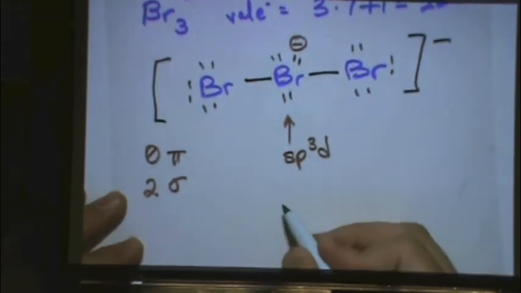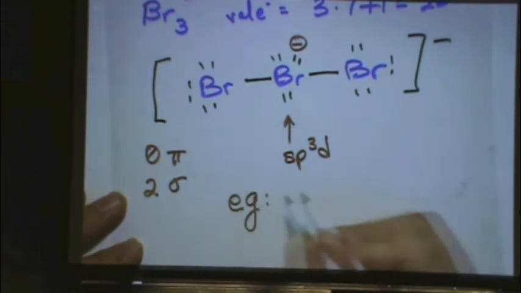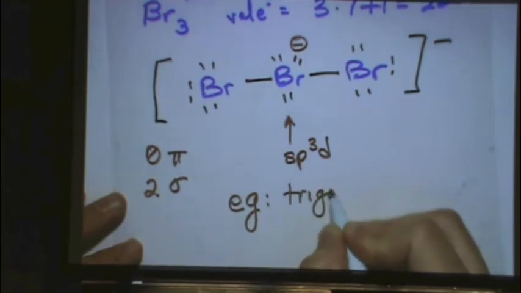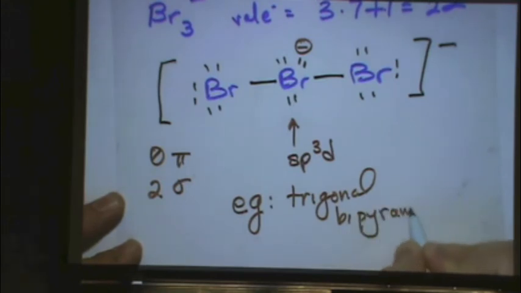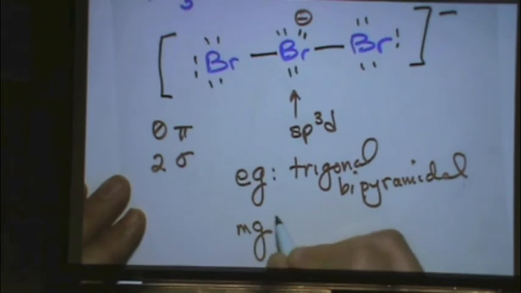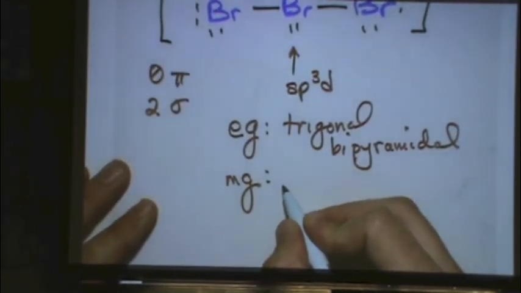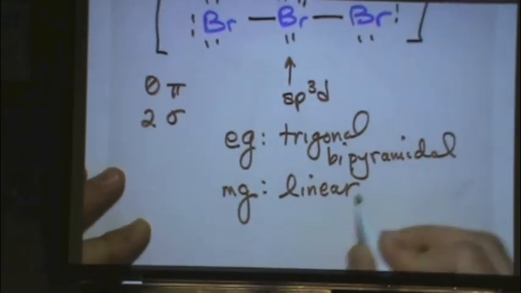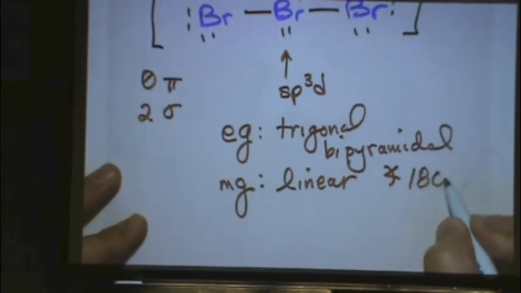Okay, we also do the shape. So what's the electronic geometry? For 5 groups, trigonal bipyramidal. Okay, the molecular geometry would be linear, because 3 are lone pairs. So thus the bond angle, 180.